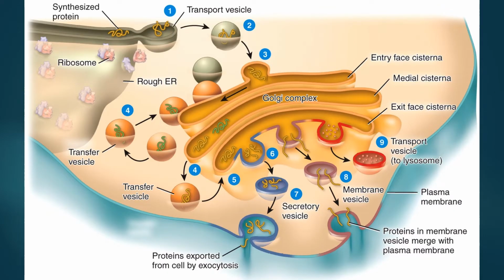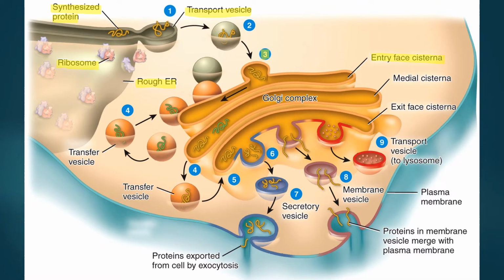So here we can see the Golgi complex in a little bit more detail. We can see here the rough ER on the left side with the ribosomes attached to that rough ER. This little orange squiggle here we can see is a synthesized protein that's been synthesized by those rough ER ribosomes, and it gets put into a nice little transport vesicle. That transport vesicle will travel through the cytoplasm into the entry phase cisterna. So we can see number 3 here, that transport vesicle is endocytosed into the Golgi complex there.